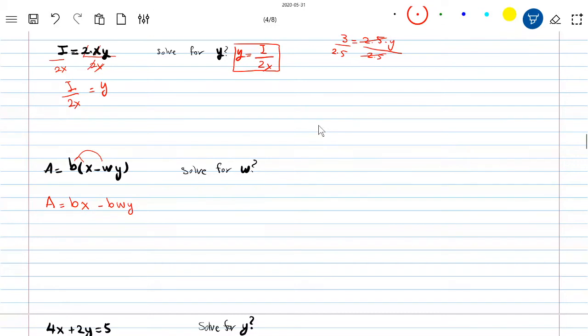So now, what do I want? I want to isolate w. So I'm going to get rid of every other term. This term does not have a w. I'm going to get rid of that by subtracting it from both sides.